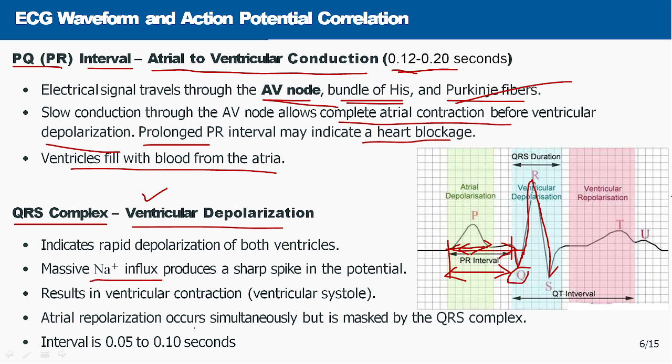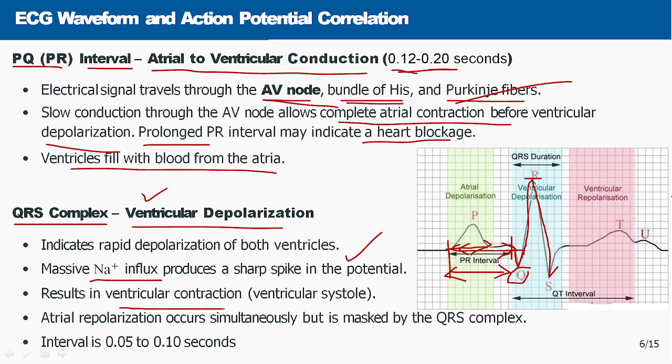Massive sodium influx produces a sharp spike in the potential, because we know that ventricular depolarization requires a higher potential, because it has to pump blood throughout the body. So that is why it requires higher potential. A massive sodium ion influx occurs, and due to that we get a high sharp peak, that is your R in this QRS complex.